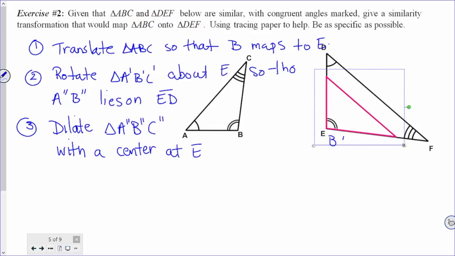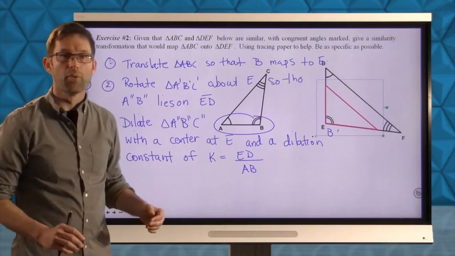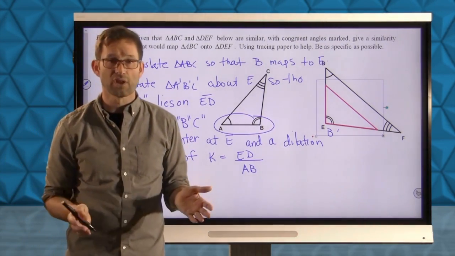With a center at E and a dilation constant of K equals, remember, new divided by old, and that would be the new length ED divided by the old length, which is actually AB. And you could say A double prime, D double prime, that would be okay as well. Everything up to now has been a rigid motion, so it hasn't changed lengths.